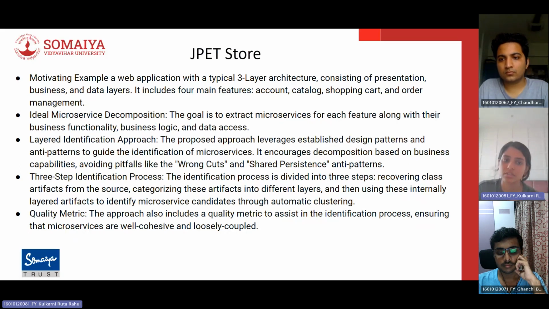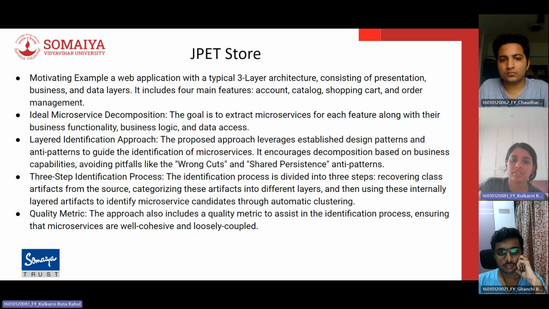The ideal microservice decomposition would be to extract microservices for each feature along with their business functionality, logic, and data access. The proposed approach leverages established design patterns and anti-patterns to guide the identification of microservices. It encourages decomposition based on business capabilities, avoiding pitfalls like the wrong cuts and shared persistence anti-patterns.